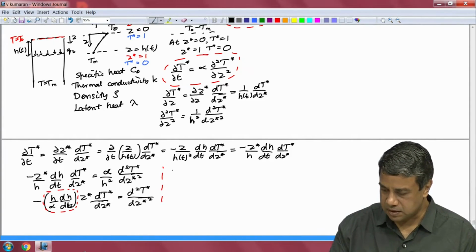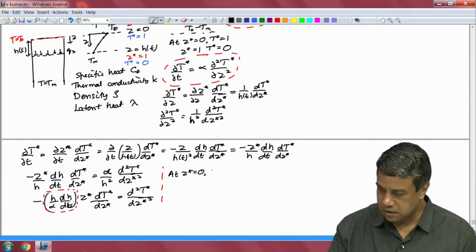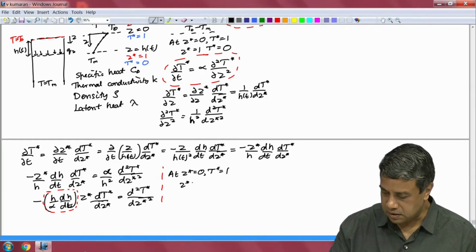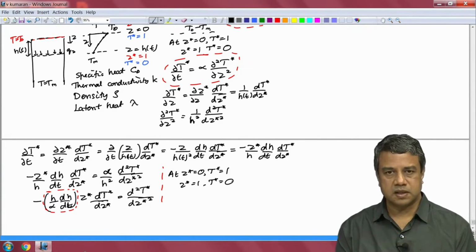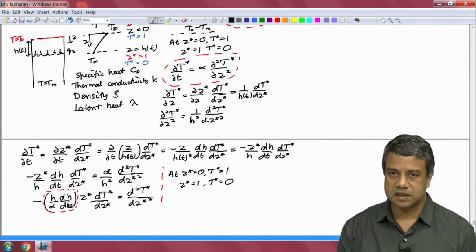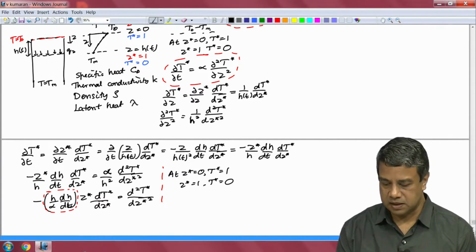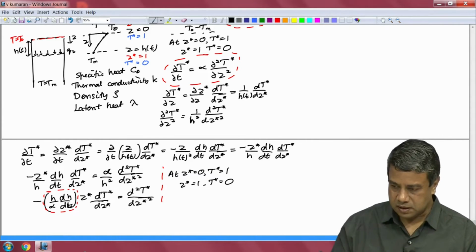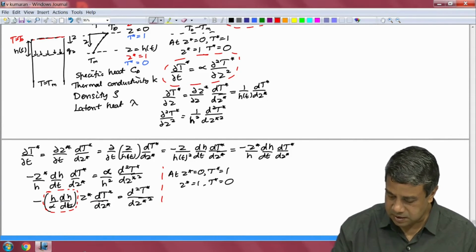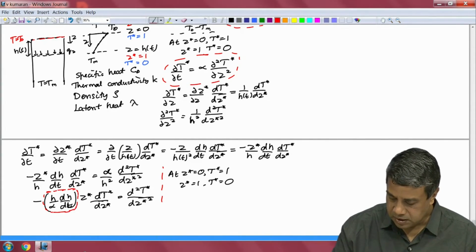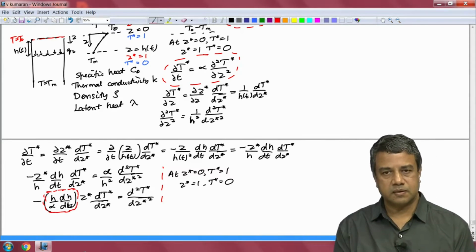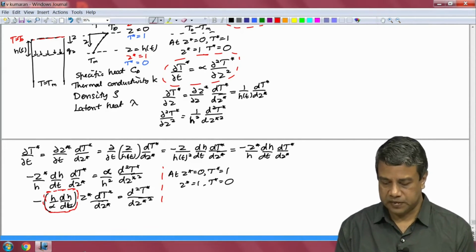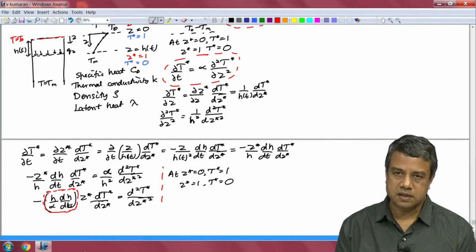The boundary conditions are at z star equal to 0, t star equal to 1, and at z star equals 1, t star equals 0. So, the boundary conditions do not depend explicitly on either time or z, but this term on the left does explicitly depend on time. Only if this term is a constant can we use a similarity solution. How do we find what this term is?